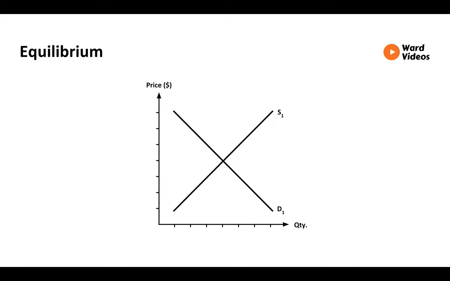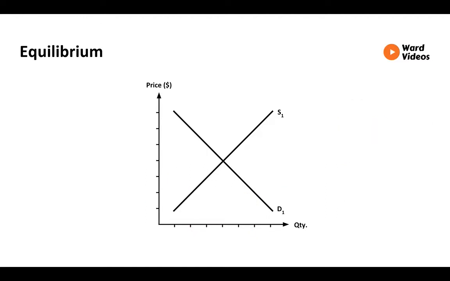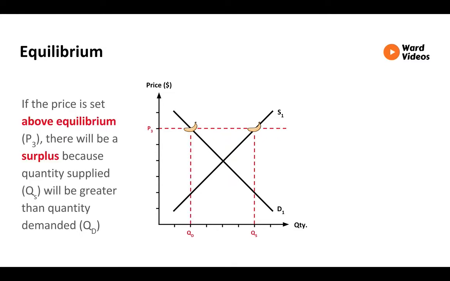If the price is set below equilibrium, quantity demanded will be greater than quantity supplied, so there will be a shortage in the market. This shortage will usually lead to prices increasing to equilibrium, thus removing the shortage. If the price is set above equilibrium, quantity supplied will be greater than quantity demanded, and there will be a surplus in the market. This surplus will usually lead to prices dropping to the equilibrium, thus removing the surplus.